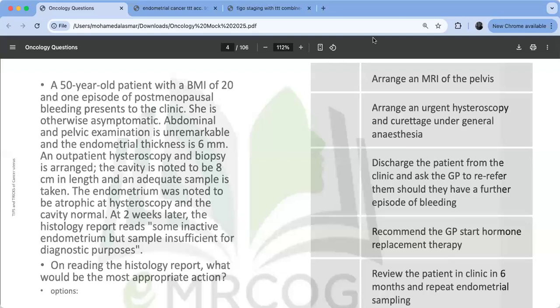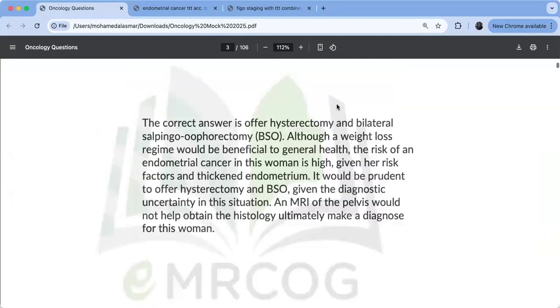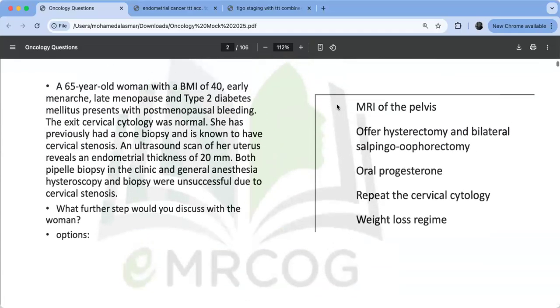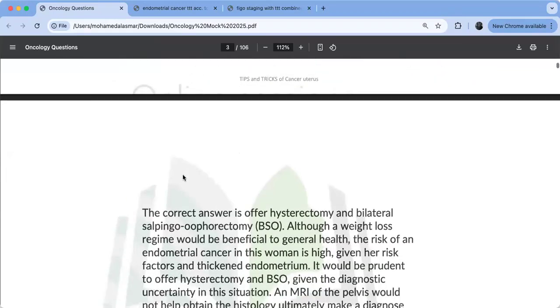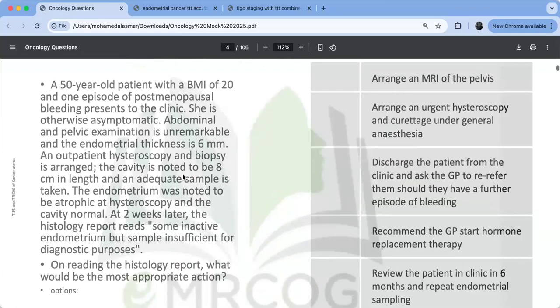For a 50-year-old patient with BMI 20. Yes, Dr. Dina, my dear, because they have tried to take the sample using hysteroscopy under general anesthesia, and it was not possible because of the cervical stenosis. How will you get the sample? She's already having postmenopausal bleeding. She is 65 and full of risk factors. Right?